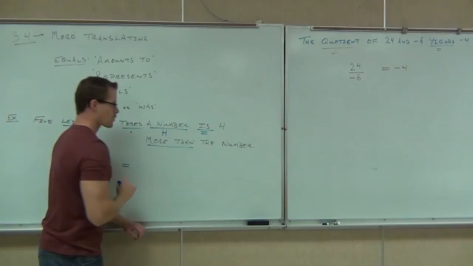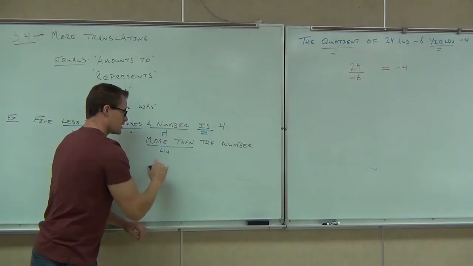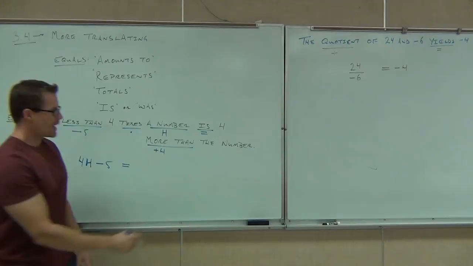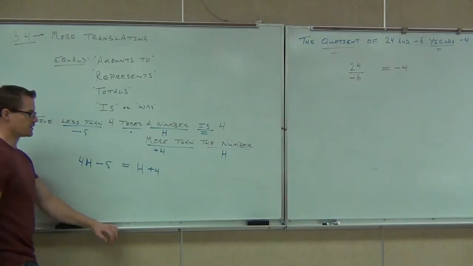Plus 4. More than works like less than. So is it going to be 4 plus? Or at the very end, is it going to be plus 4? It's going to be plus 4. More than comes at the end. More than something, or less than something, that's after. And then the number, what is the number? H. Good, whatever you picked first. So in here, if we have 4 more than the number, I know I have the plus 4 at the very end, and I have this H up front.